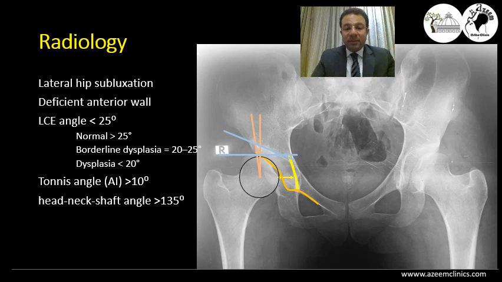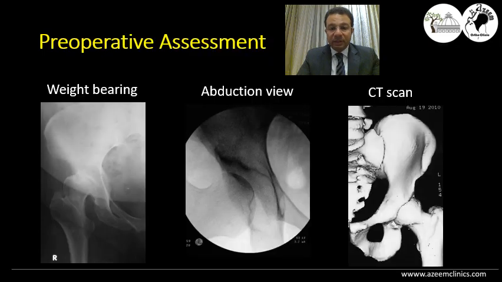The Tönnis angle or the acetabular index is usually positive, more than 10 degrees. And finally, looking at the neck shaft angle, it's usually in a coxa valga with more than 135 degrees. The preoperative assessment is done by having weight-bearing radiographs and abduction views. Weight-bearing radiographs to assess the joint space and the need for total hip if it's arthritic. Abduction views is needed to assess the congruency and the coverage that you will get after your reorientation osteotomy. And finally, a CT scan to help you to plan for your osteotomy.